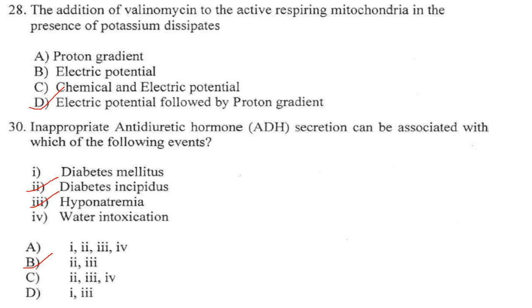So the addition of valinomycin to actively respiring mitochondria in the presence of potassium dissipates the electric potential, followed by the proton gradient. That is the answer. Answer is option D.